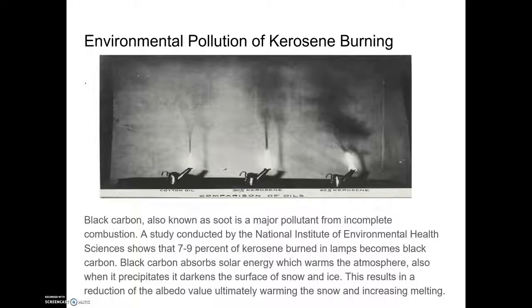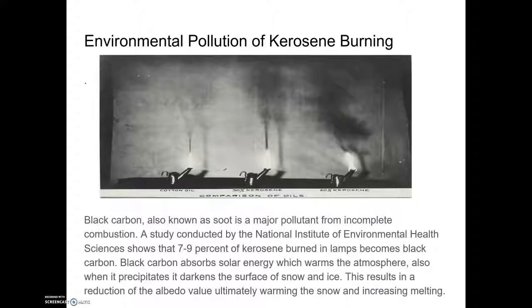As you may know, light produced by kerosene lamps is extremely important for 20% of the world's population that lacks access to electricity. It's estimated that 77 billion liters of liquid fuel, mostly kerosene, are used annually to produce heat and light. However, an improperly adjusted, fueled, or poorly maintained kerosene heater will release pollutants through incomplete combustion. Black carbon, also known as soot, is a major pollutant from incomplete combustion.